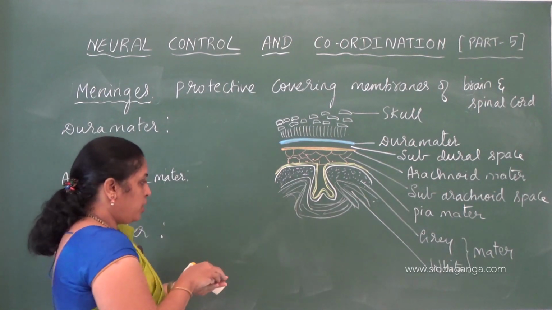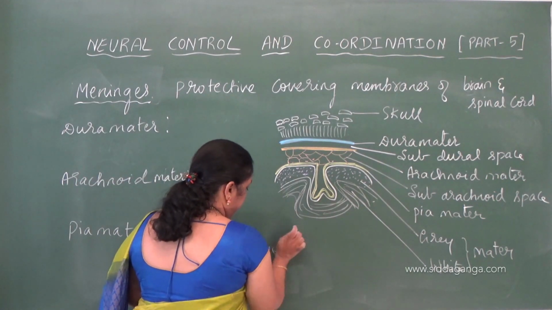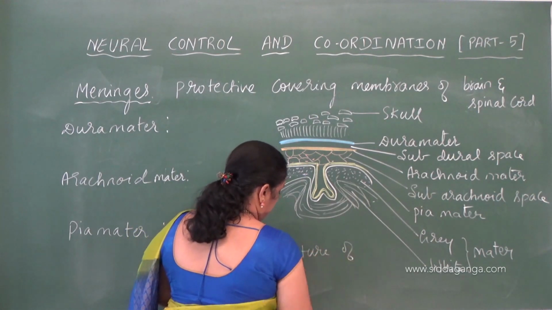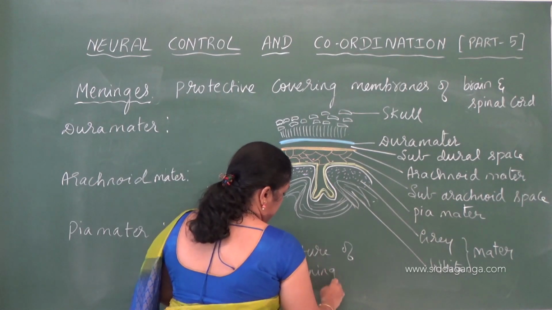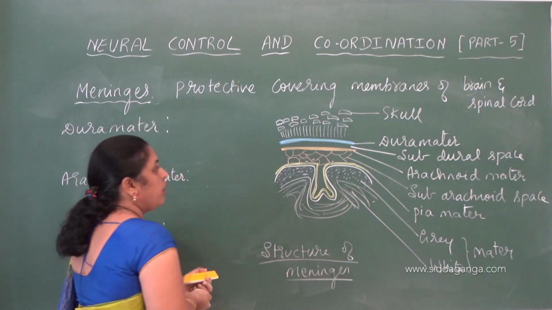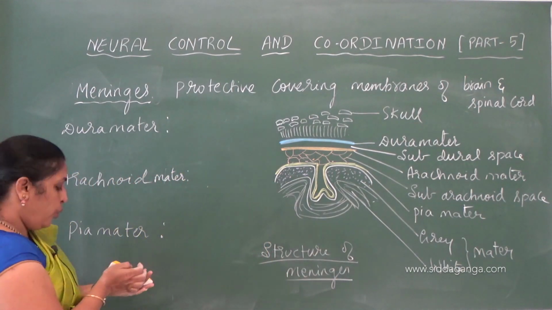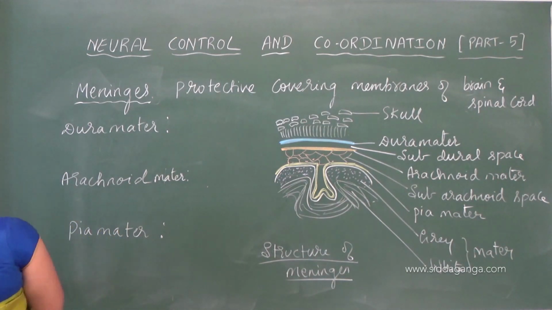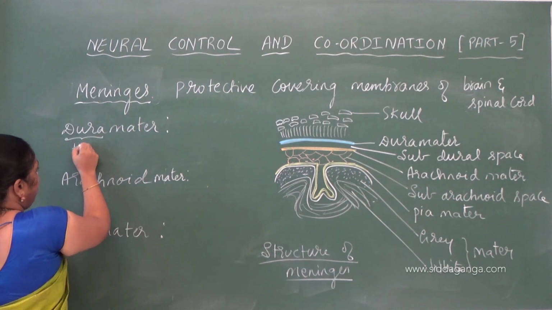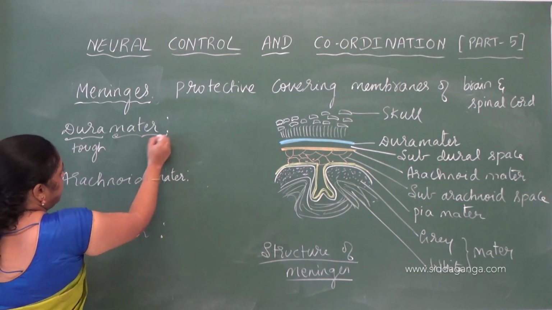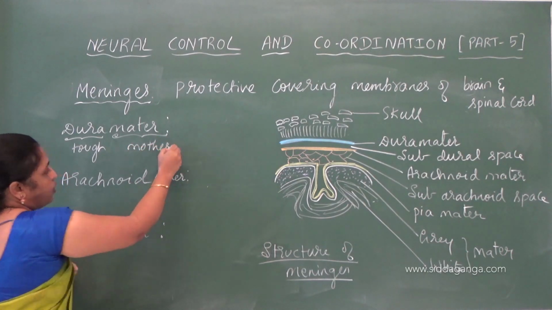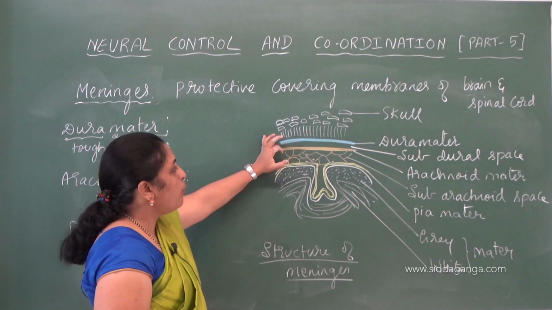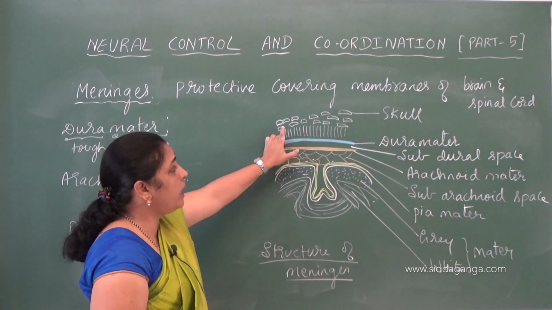This is meninges of brain and spinal cord. So we have three meninges: dura mater, arachnoid mater and pia mater. Dura means tough, mater means mother. So dura mater is the outermost covering of brain and spinal cord, which is tough and it is adhered to the skull.